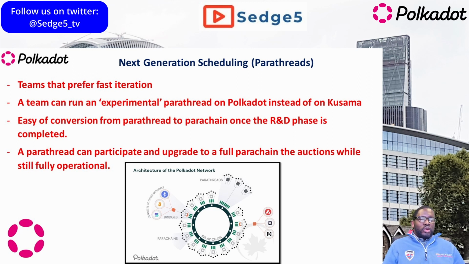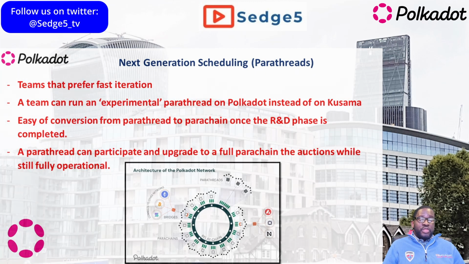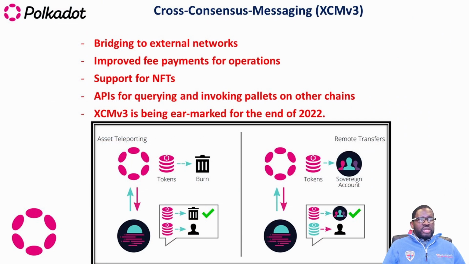The next upgrade is cross-consensus messaging or XCM version 3. Polkadot's XCM or cross-consensus messaging is having its third major release. For those not in the know, XCM is a universal language for cross-chain communication that is used within and outside Polkadot's ecosystem. This latest upgrade is going to bring in the following benefits to the ecosystem: bridging to external networks, improved fee payments for operations, support for NFTs, APIs for querying and invoking pallets on other chains. So this is going to be huge, especially around NFTs. XCM version 3 is being earmarked for the end of 2022.